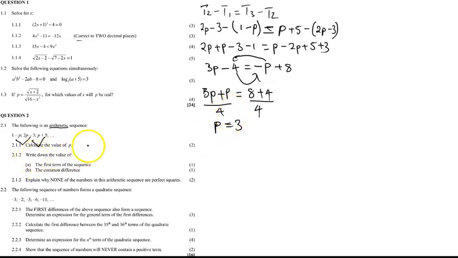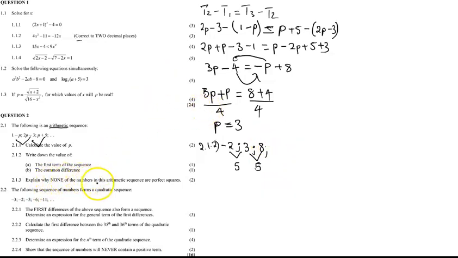So they say write down the value of the first term of the sequence and then the common difference. So 2.1.2, we just substitute the p there. So 1 minus 3 gives us negative 2. And then 2 times 3 is 6, 6 minus 3 is 3. And then 3 plus 5 is 8. And then now let us find our difference. 3 minus negative 2 is 5. 8 minus 3 is 5. Then you can also find the other terms by adding 5.